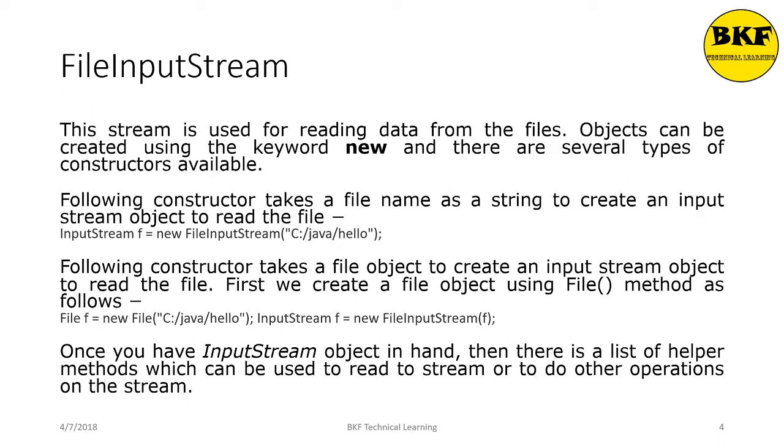to read the file. First we create the file object using the File class as follows. So first we create a file object over here, and then we create an input stream from that file object. Once you have the input stream object in hand, then there's a list of helper methods which can be used to read the stream or to do other operations on the stream.